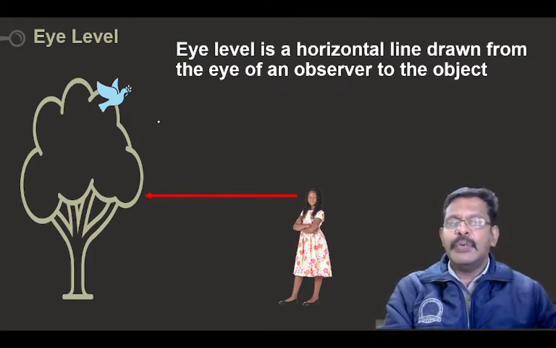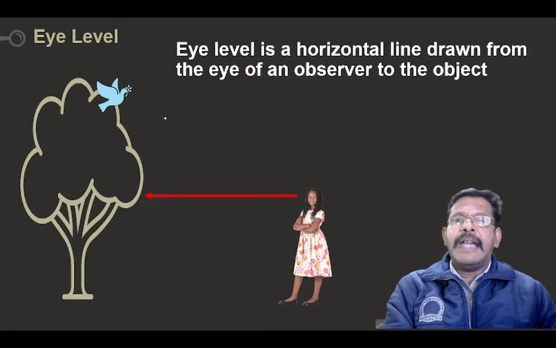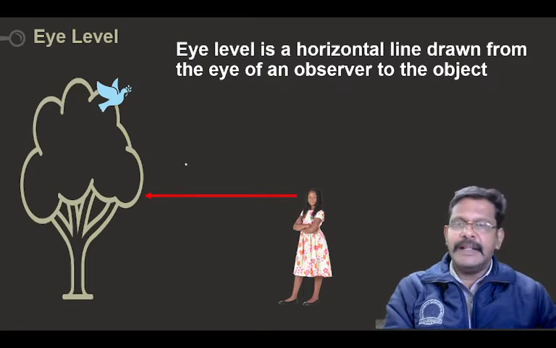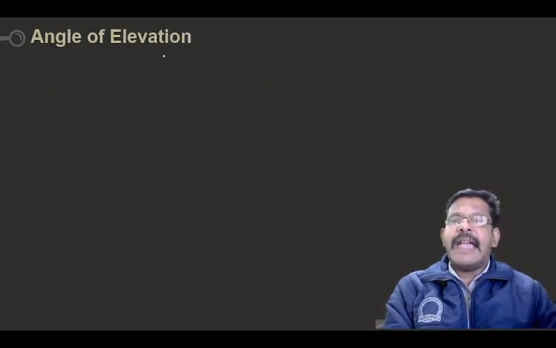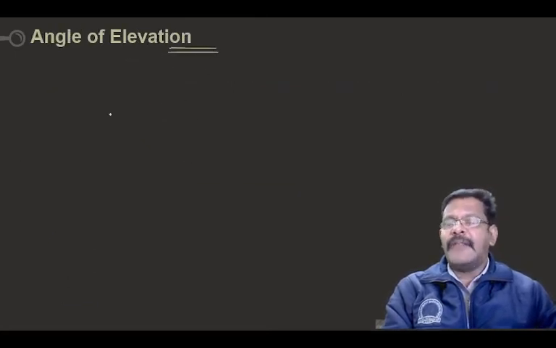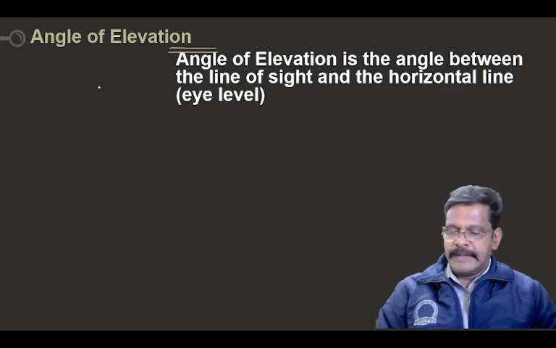Based on these two, the horizontal line as well as the previous line, we will be dealing with heights and distances. There are the angle of elevation and the angle of depression. Two things we are going to study here. The first one is the angle of elevation here. What is this angle of elevation? Take the same example here.